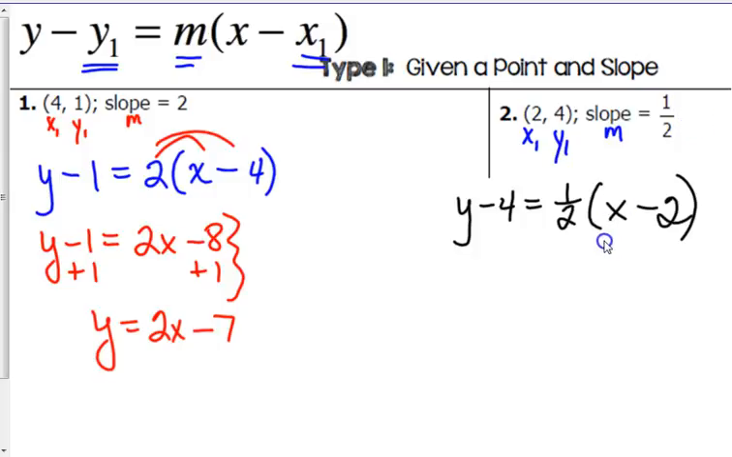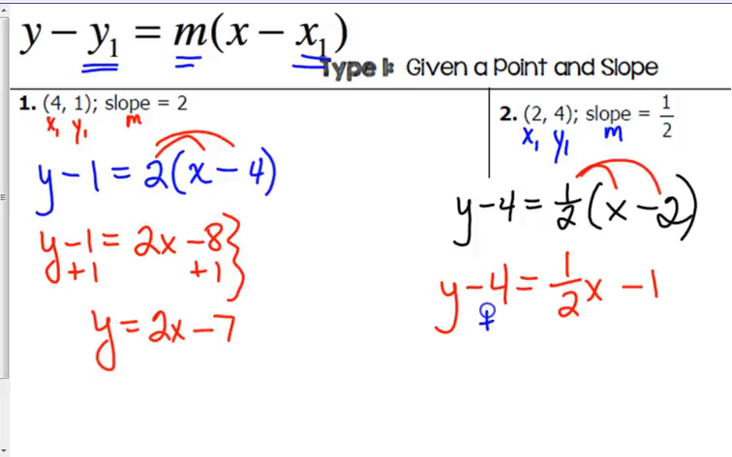Now, if you're not good with fractions, this one's pretty self-explanatory, but you can type 1 divided by 2 on your calculator, and then times this negative 2, and it'll tell you the answer. What's half of negative 2, guys? Negative 1. So this is just 1/2 x minus 1 back here. And we need the y by itself. So we're almost done. What do we need to do? Add 4 to the negative 1, and we get 1/2 x plus 3. Good job.